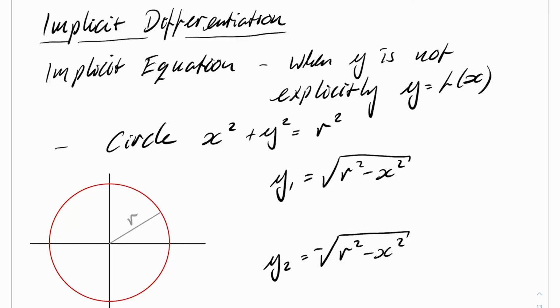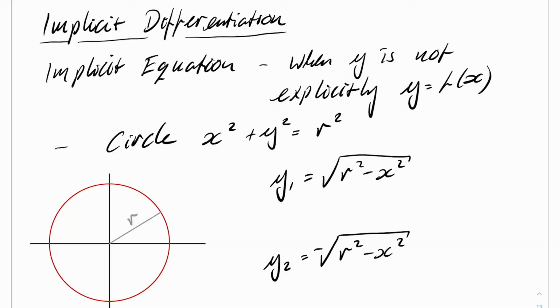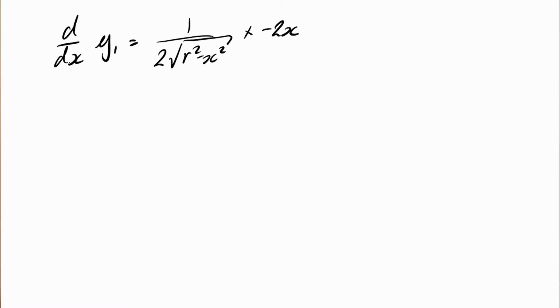How do we go about finding the derivative of functions like this? One way to do this is to take y1 and y2, differentiate them, and find the derivative that way in patches. Let's try that. Let's start with the top half. Using the chain rule, I get 1 over 2 times the square root of r squared minus x squared, all multiplied by minus 2x. And this, I notice, is just minus x over y1.